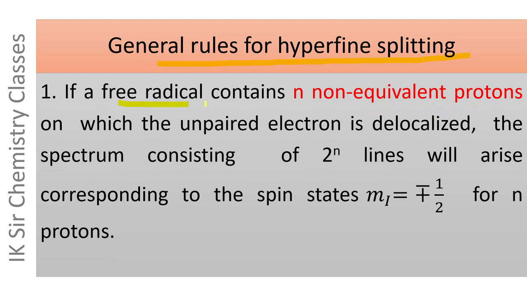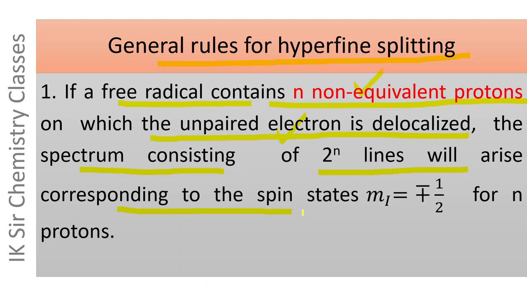If a free radical, that is, if a species having unpaired electrons, contains n non-equivalent protons on which the unpaired electron is delocalized, the spectrum consisting of 2 to the power n lines will arise corresponding to the spin states mI equal to plus minus half for n protons.